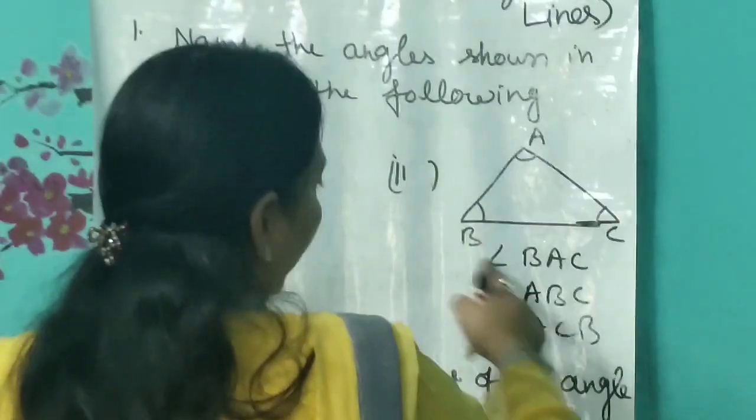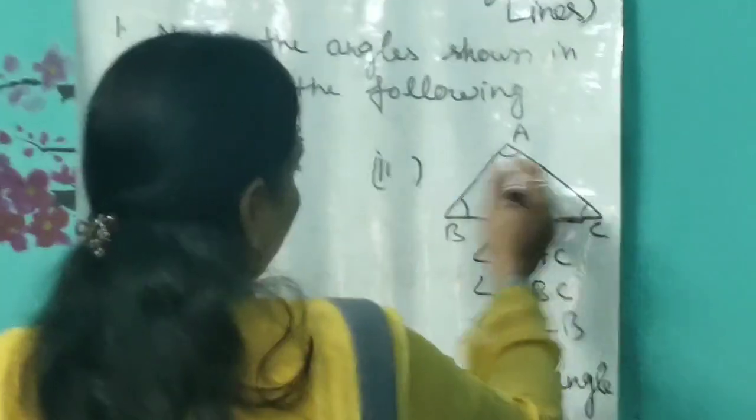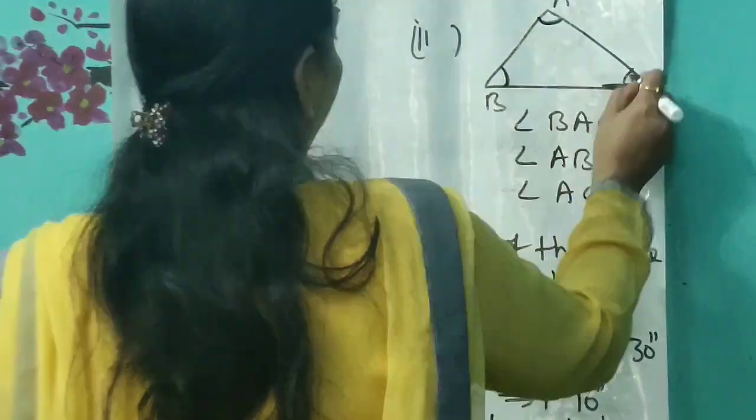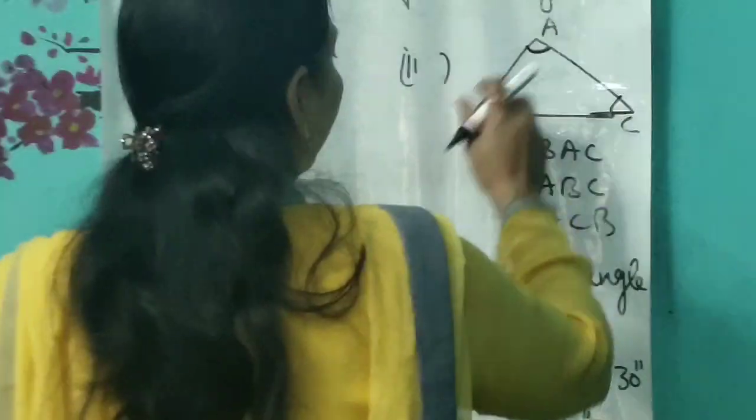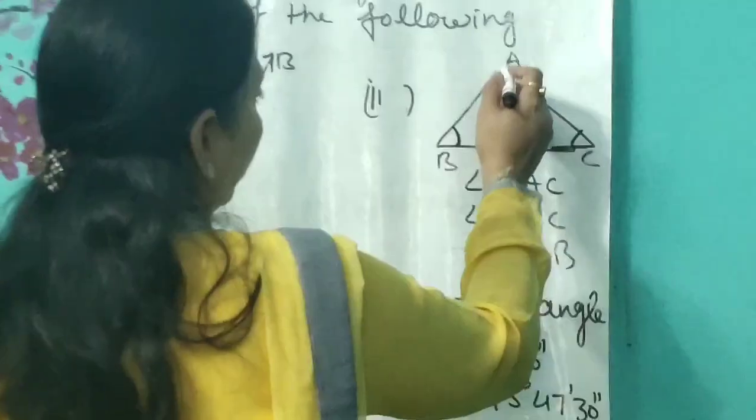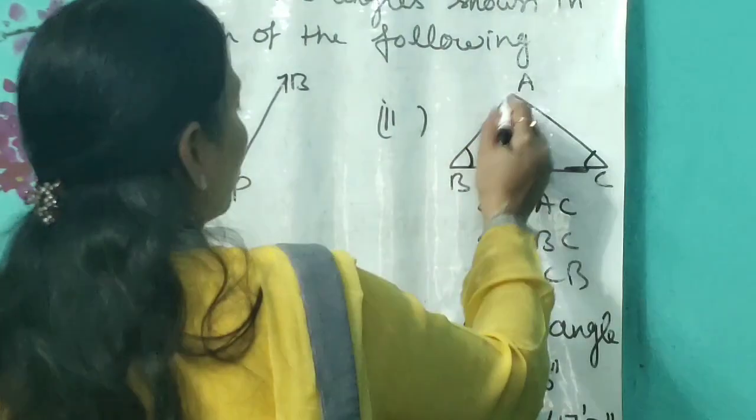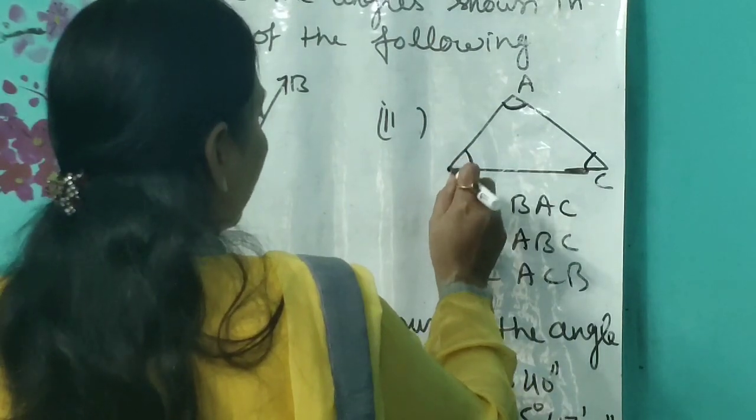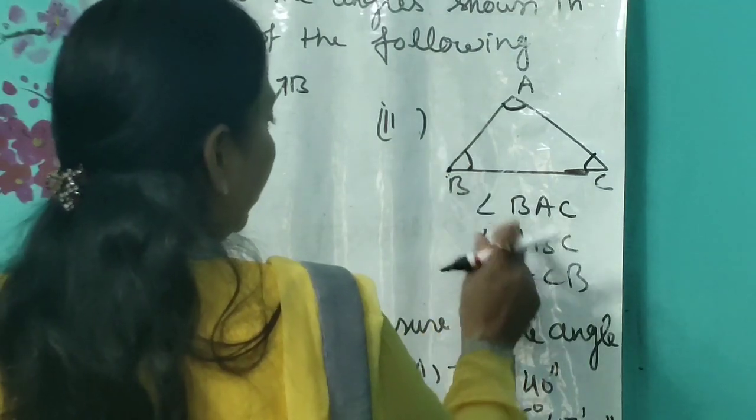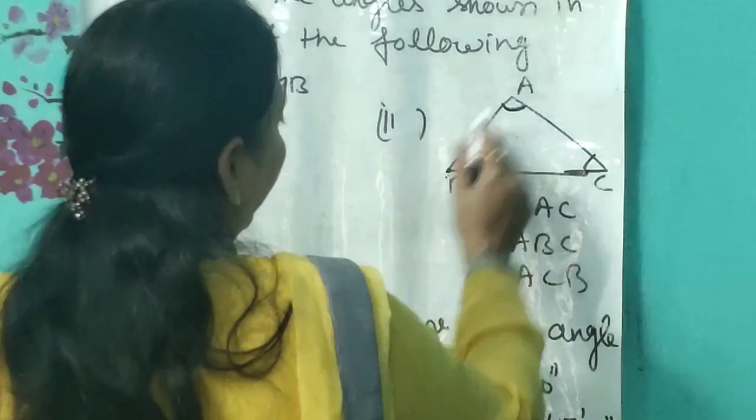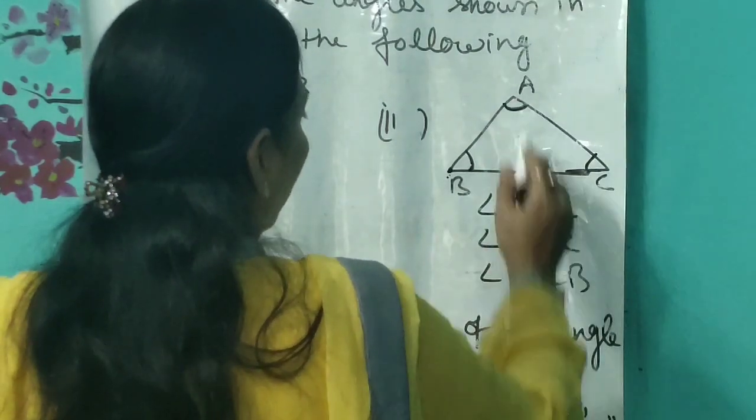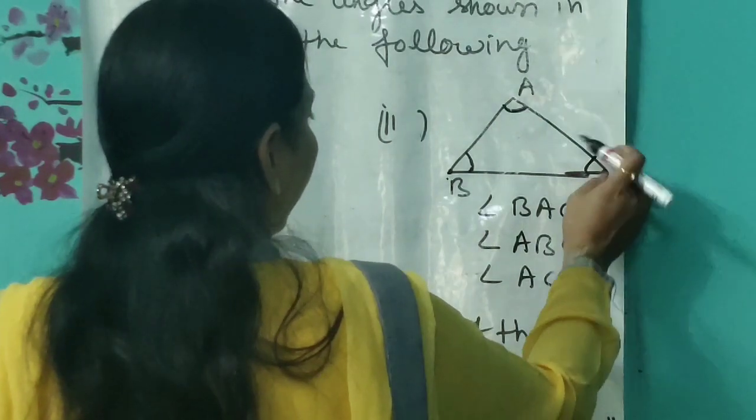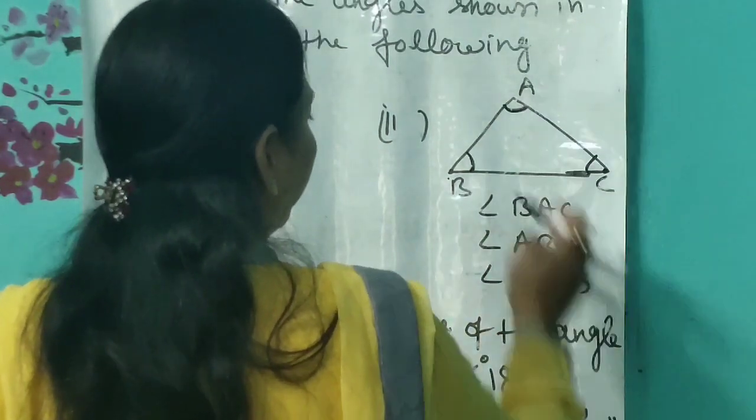Now the second diagram given in your book, first question: ABC. It is a triangle, and in that triangle there are three angles, and you have to name all three angles. We can start from this angle. The vertex should be in the middle, so the name of this angle will be ABC. Now you write this one: you can write BAC, and if you want to represent this angle, you will write ACB.